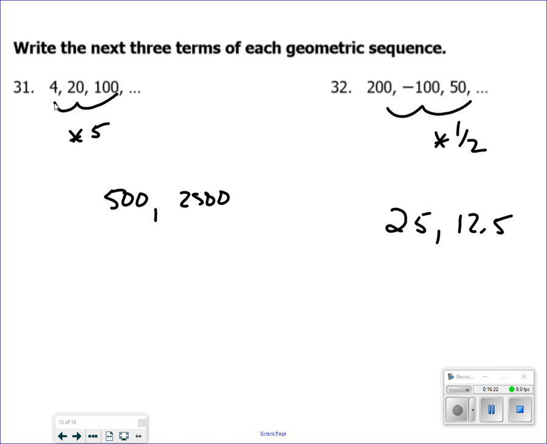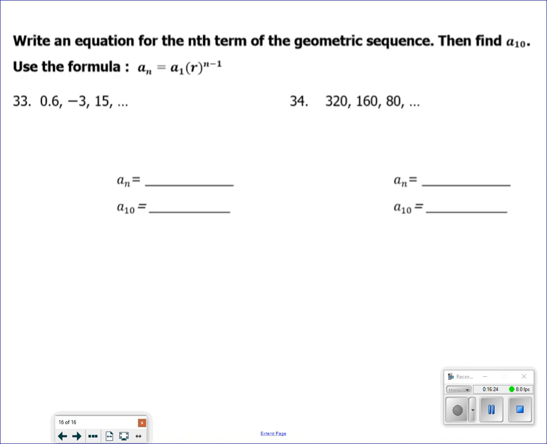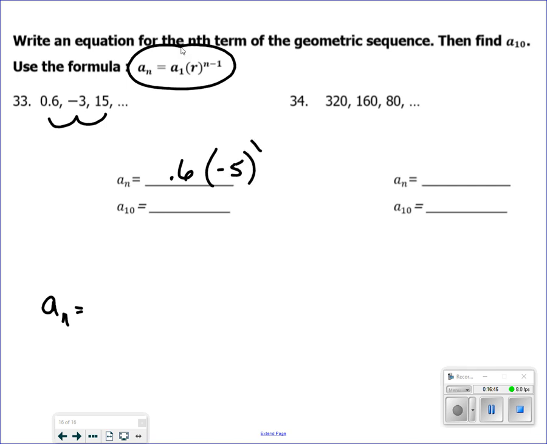So now, last thing. You are going to be given this formula. I need to know a sub 1 and r. So those are the 2 things I need to know. A sub 1 is the first term of the sequence. So a sub 1 is 0.6. R, what's happening each time? It's multiplying, and it's multiplying by negative 5 each time.